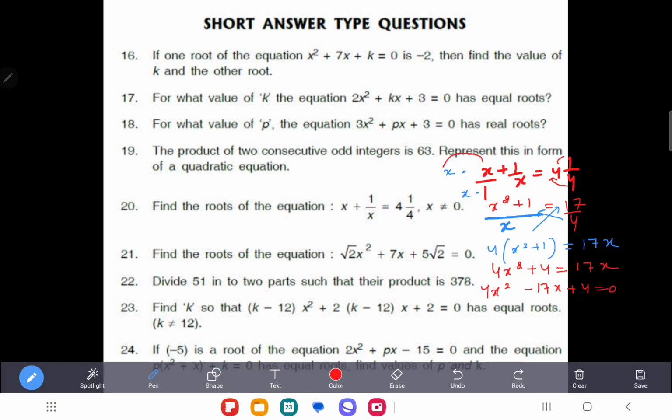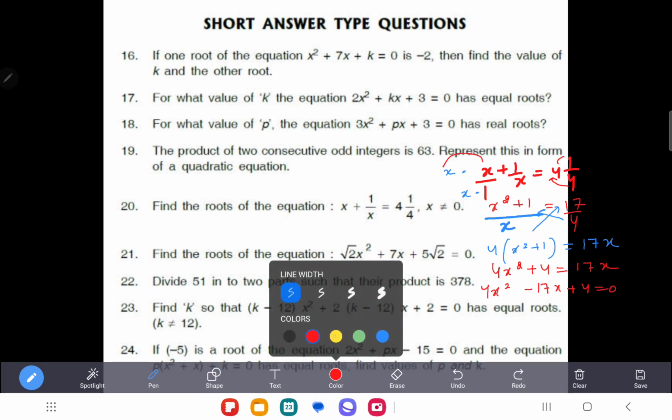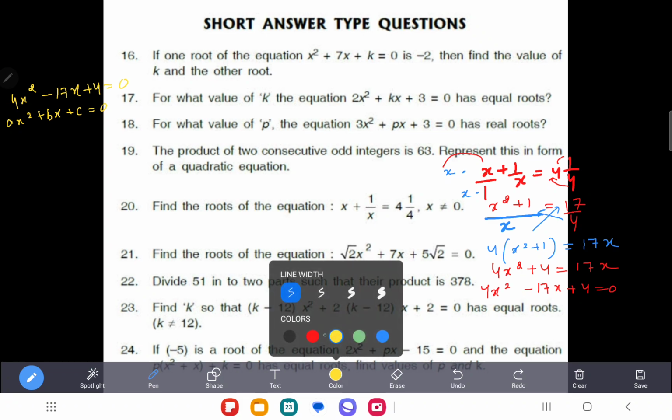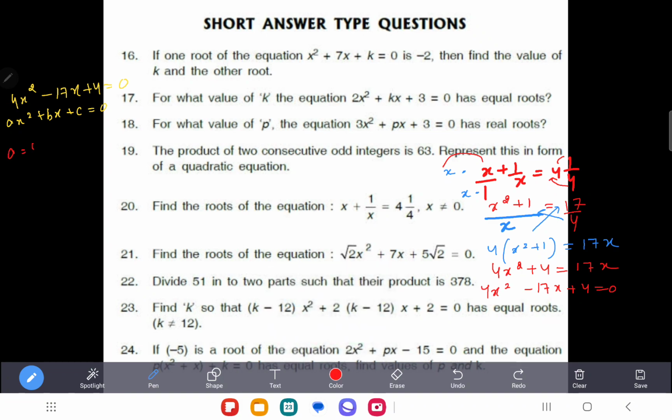I hope you're understanding. Now the quadratic equation that we have is 4x square minus 17x plus 4 is going to be 0. Let's compare it with ax square plus bx plus c equals to 0. So a is going to be 4 and b is going to be minus 17 and c is going to be 4. Yes or no?